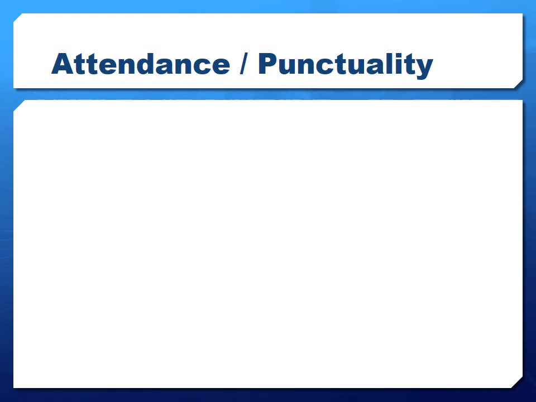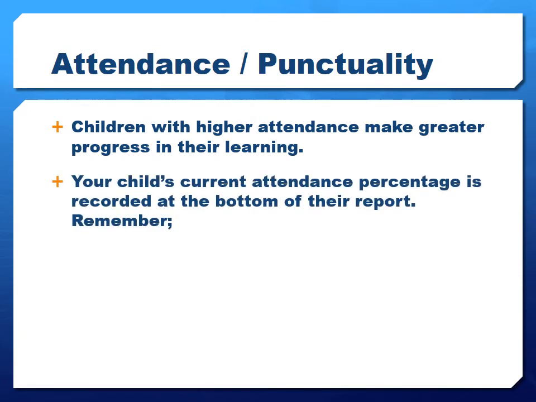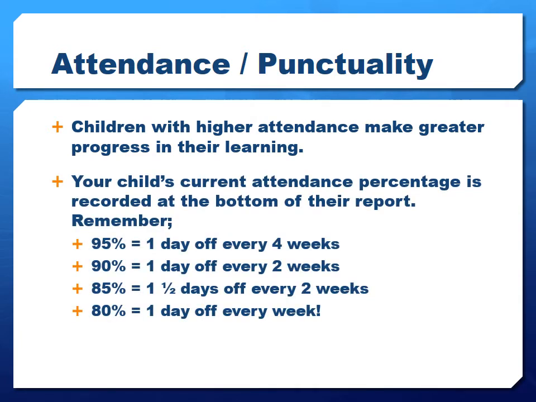We report a child's attendance because the better a child's attendance, the better progress they make within their learning. It's important to note that 95% attendance means a child has had 1 day off every 4 weeks. 90% attendance is 1 day off every 2 weeks. 85% is 1.5 days off every 2 weeks. If a child's attendance is 80%, that's 1 day off every week.